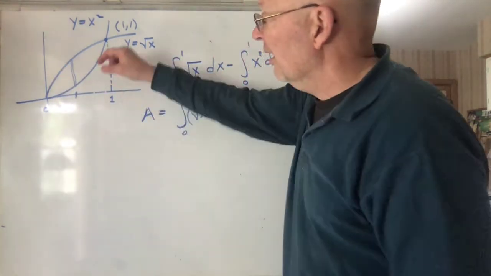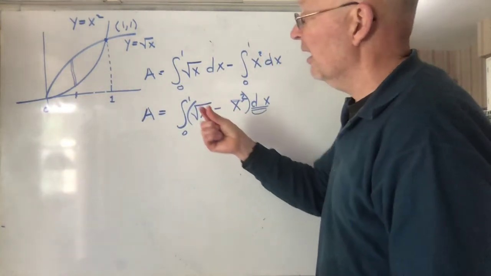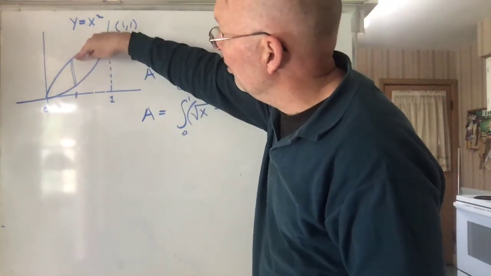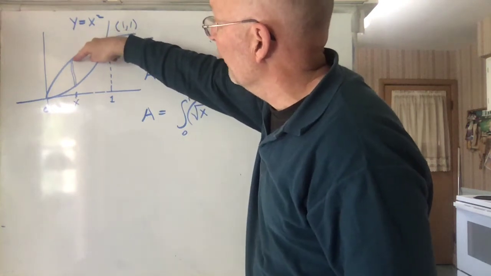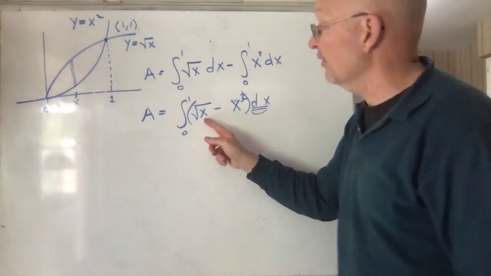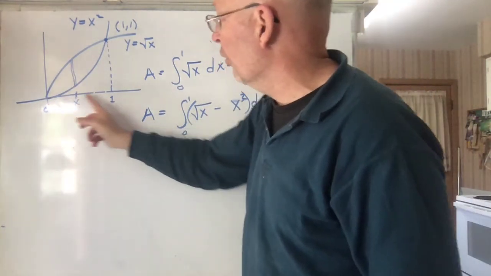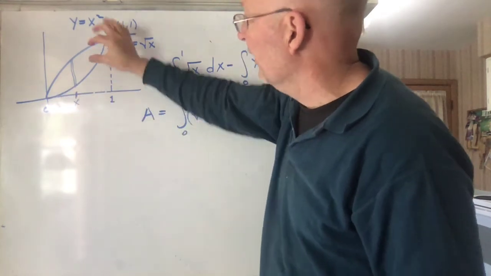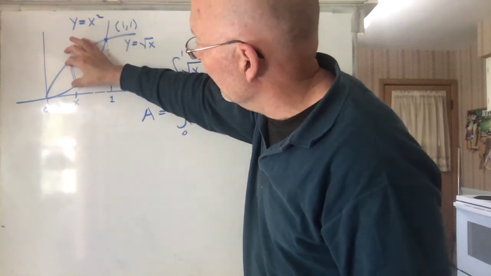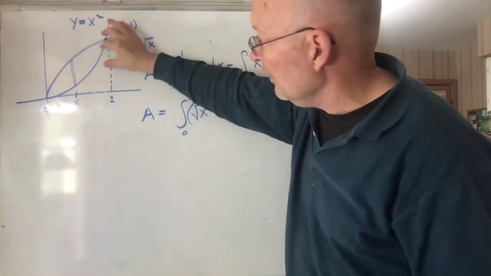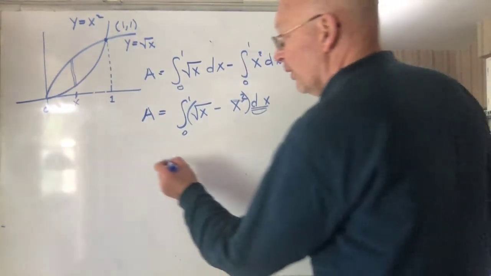The sliver is going to have a thickness of dx, and the height of it, for this particular value of x, is going to be the square root of x minus x squared. That's exactly what you have here. So if you start at 0 and go to 1, and for every value of x between there you take the square root of x minus x squared, you're going to get that height all the way through, and you add up all those contributions, and that should give you the area. So let's go ahead and do it.